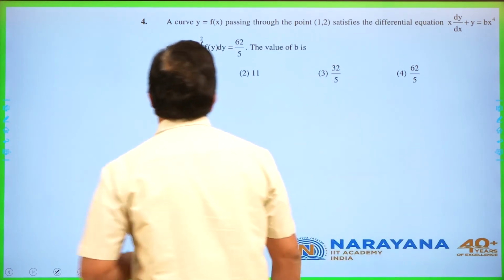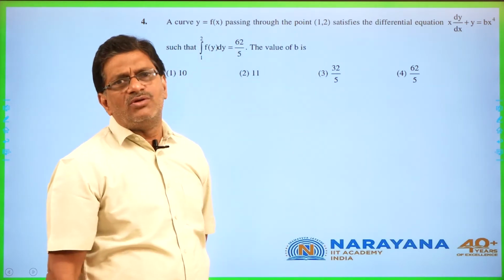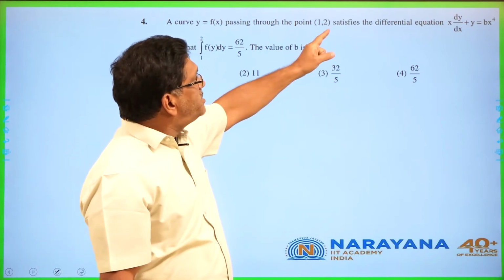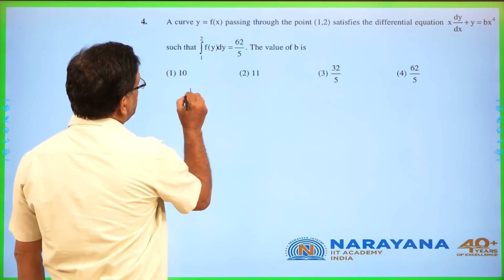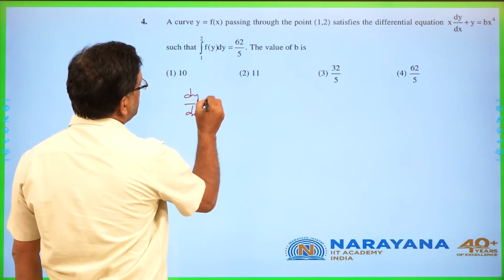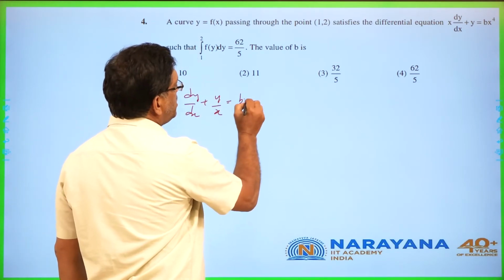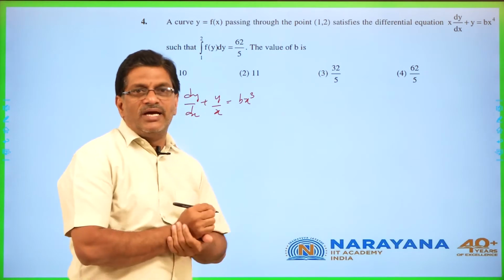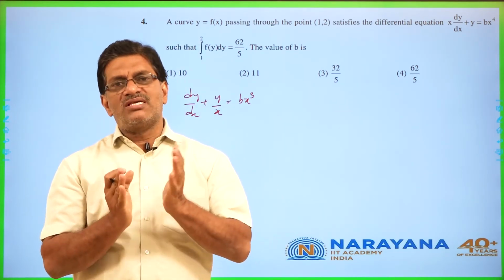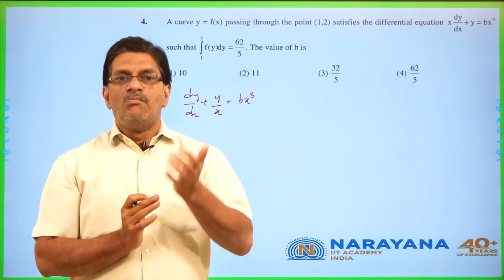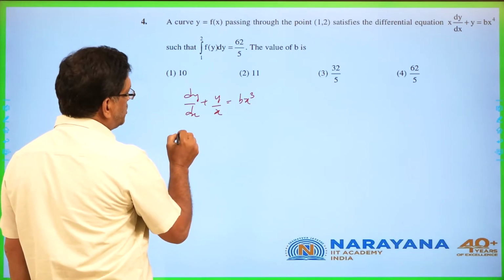When we come back to this one, a curve y equals f of x passing through the point 1, 2, satisfying the differential equation dy by dx plus y by x is equal to bx cube. We know that it is linear. Now remember, every time, frequently they are asking either linear or variable separable. Both are very easy. Remember that one. It is a linear differential equation.